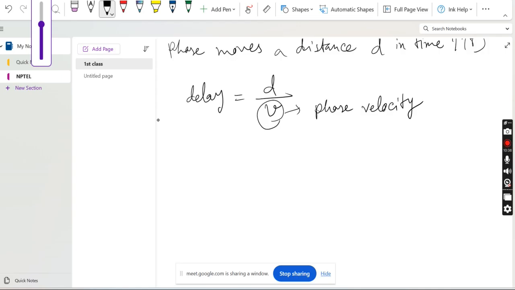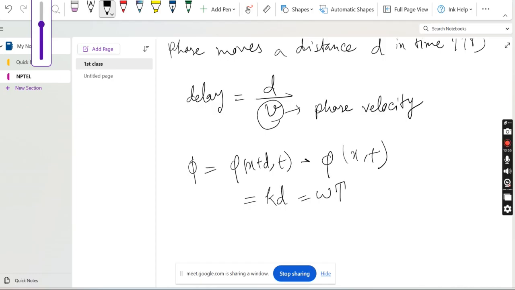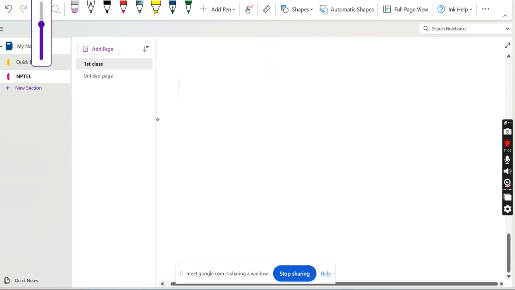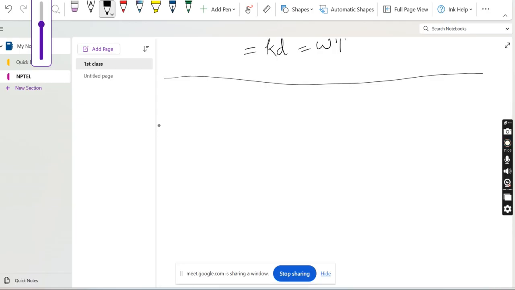So we can write the phase delay as phase at x plus d distance at time t minus phase at position x at time t. This is kd or omega t. Now I want to write some solutions of the wave equation.